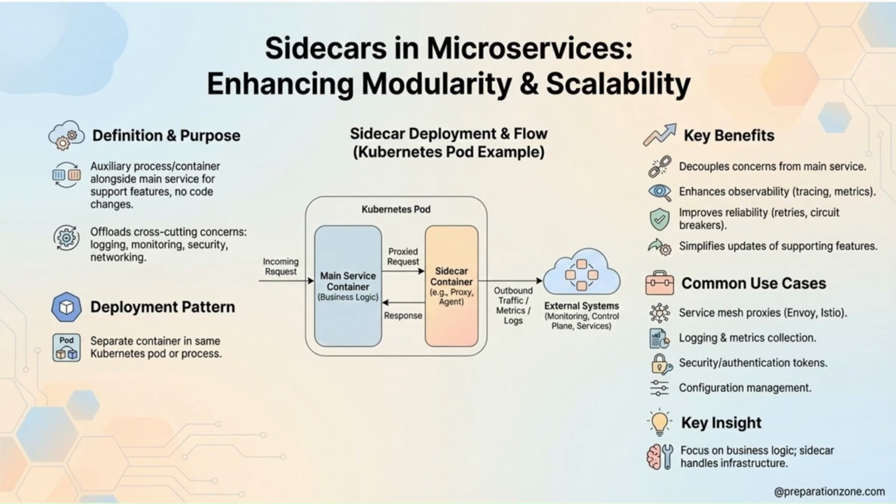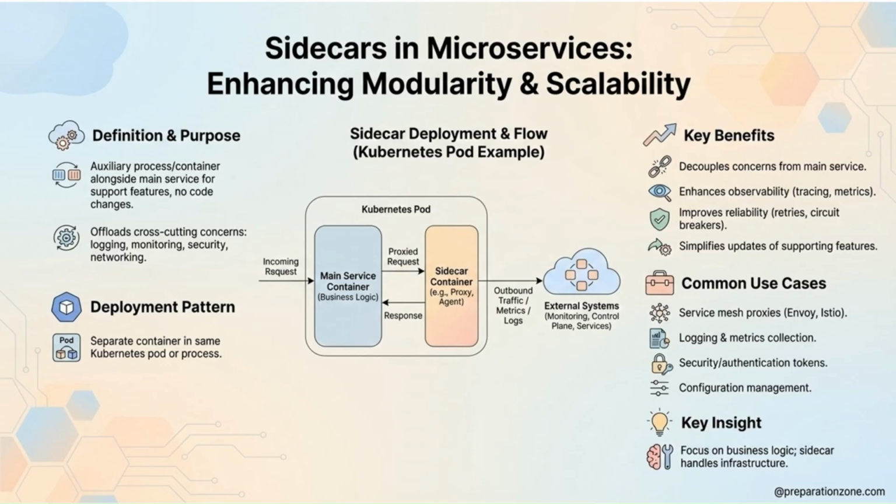Key benefits. This setup gives us a lot of power. We cleanly decouple infrastructure concerns from the core logic. Observability becomes a breeze. Sidecars collect metrics, logs, and traces. They can add reliability features like retries and circuit breakers. And updating the capabilities is easy. You update the sidecar, not the main app. It is modular, clean, and incredibly flexible.